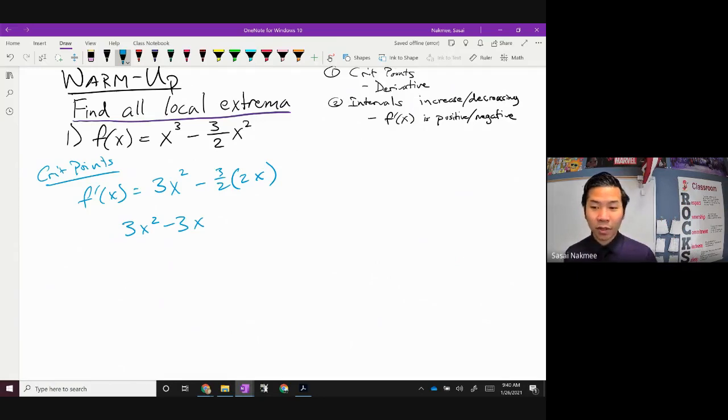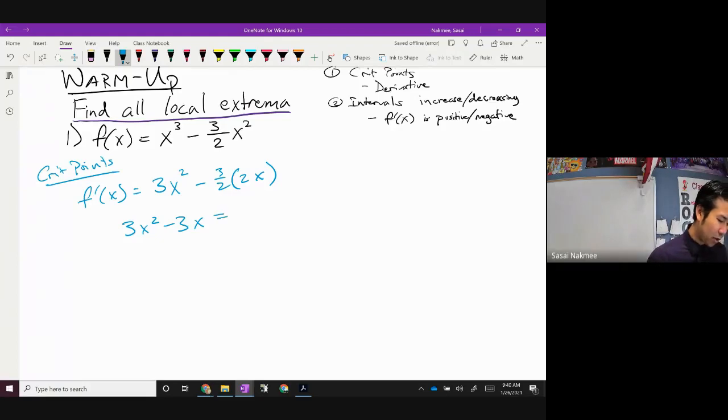In order for us to find our critical points, though, we take our derivative and we set it equal to 0. So you have your 3x squared minus 3x equals 0. And you have a couple ways you can solve this, but when all else fails, always start off with trying to factor it first, see if it works that way. And if not, then we'll try other techniques to solve this quadratic, right?